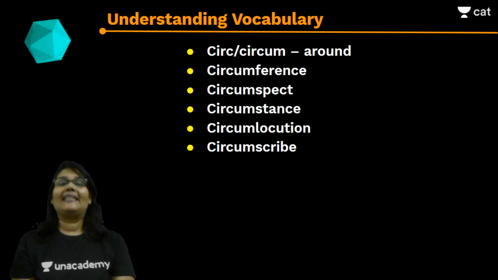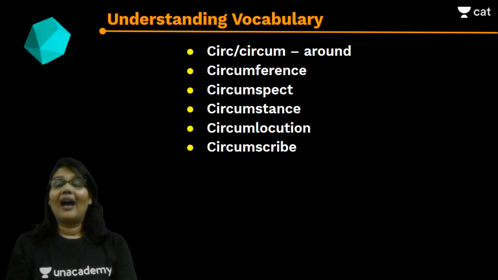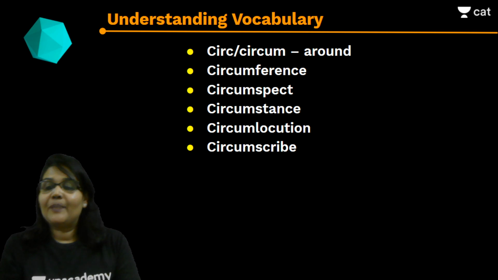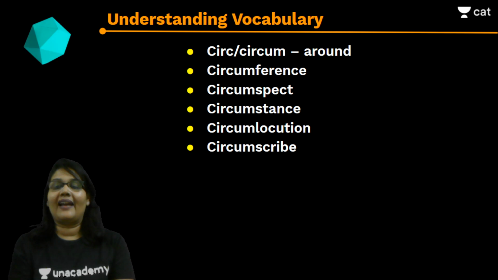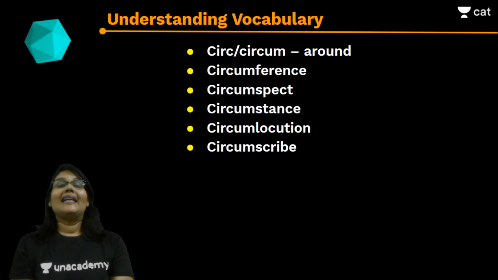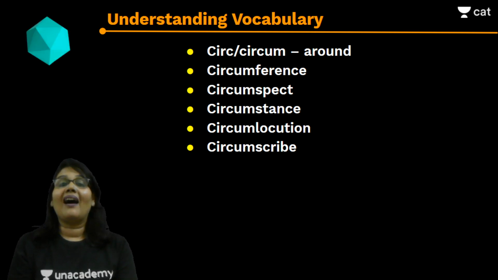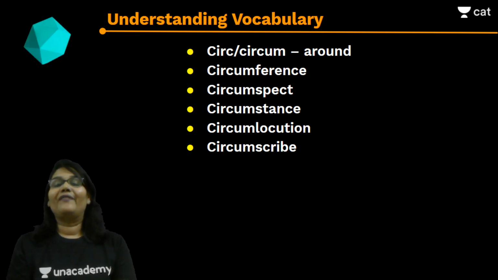Now this is a fairly simple one. So CIRC or CIRCUM means around. Yes, Parikshit, matricide, no my dear, mariticide, yes, you're right. Mariticide means killing one's husband. Excellent, very good. Okay, let's come back to our next root word, CIRC or CIRCUM, which means around. Guys, circumference. Now all of you know what circumference is, right?